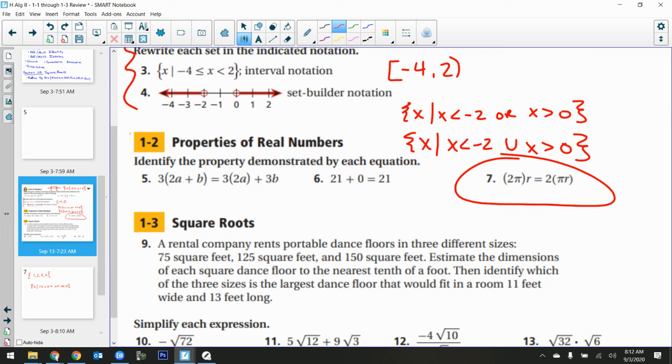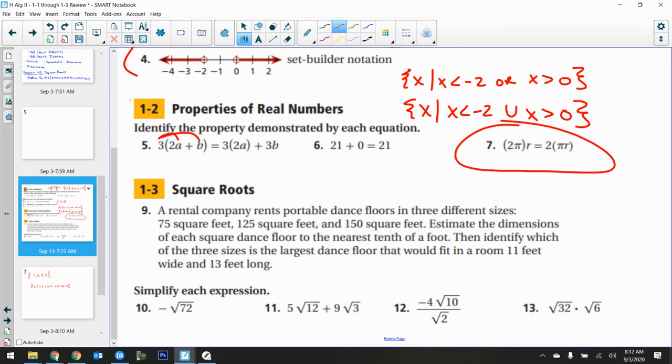This is the additive identity, right? From adding 0 to it, I'm showing the additive identity. And then here, obviously, this is the distributive property. 3 times 2a plus b is equal to 3 times 2a plus 3 times b.